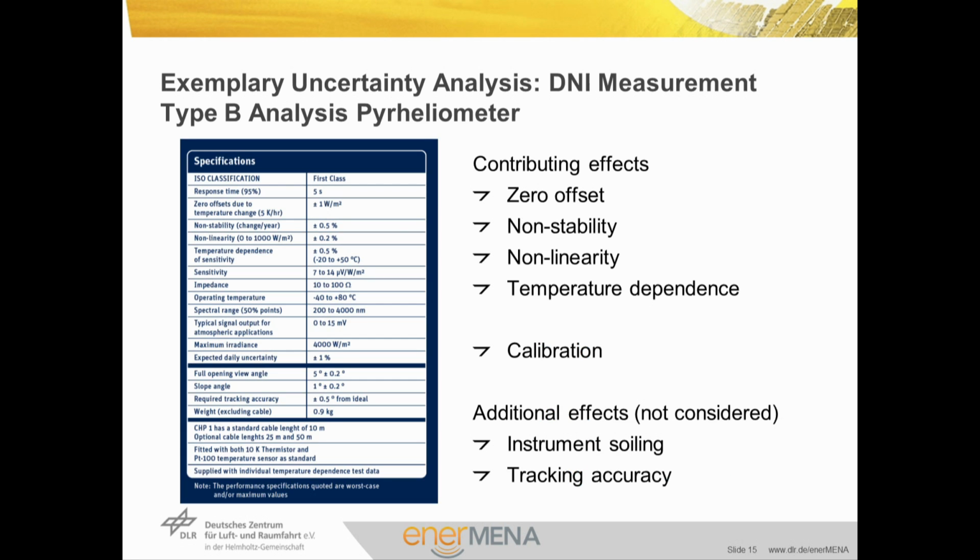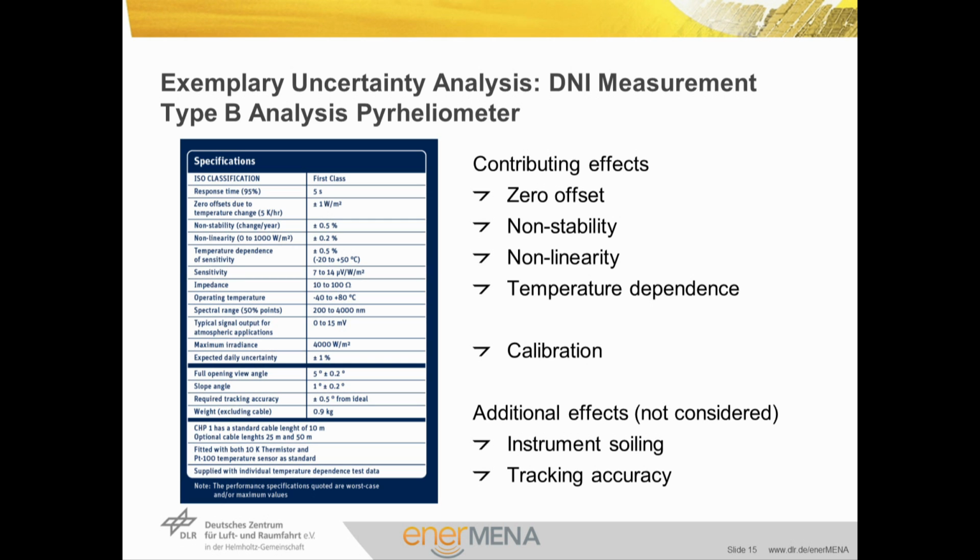As for the analysis of the type B uncertainty, the instrument specifications are often a good starting point. They state characteristic contributing uncertainty effects for the particular kind of instrument. In this case, a number of effects are specified. The zero offset describes the maximum deviation of the instrument signal at zero irradiance from the expected value of 0. The non-stability characterizes to what extent readings may deviate with time since the last calibration.